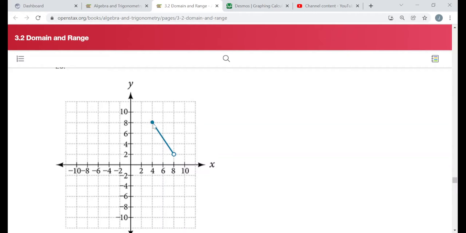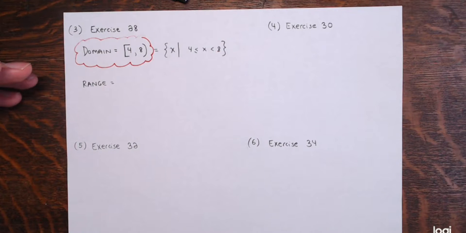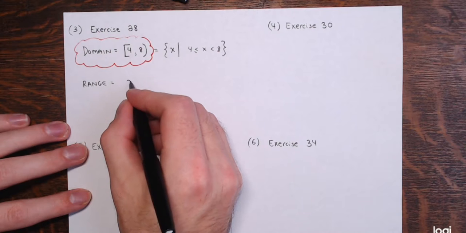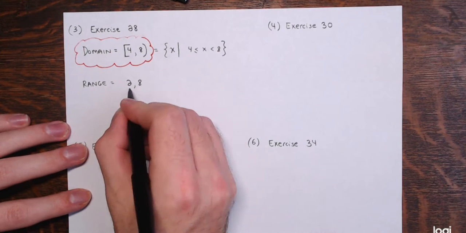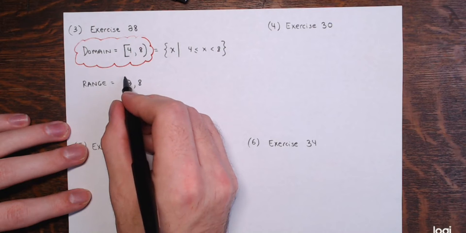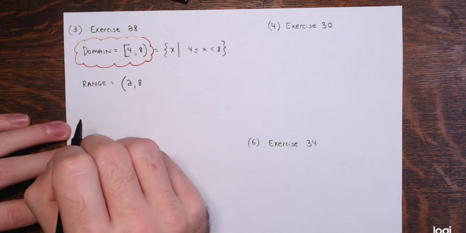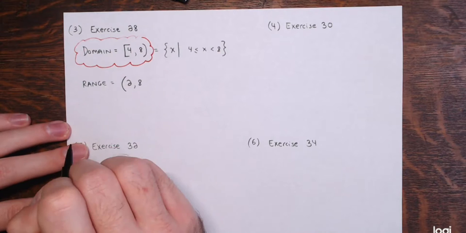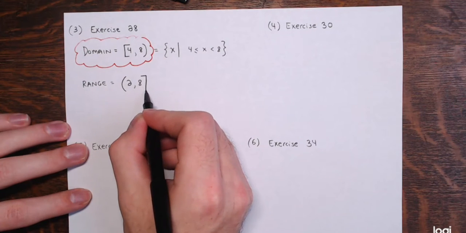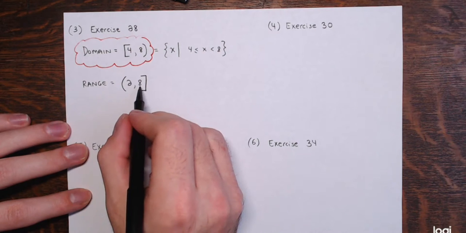And 8 does have a solid point, right? 8 is a y coordinate for this left endpoint of this segment. So for the range, it's from 2 to 8, not including 2, but including 8. Right, going low to high like that. So the range is every y value from 2 to 8. Right, so 2 comma 8, not including 2, right? 2 was not a y coordinate for any of those points. So parentheses on 2. But including 8, right? So bracket on 8. Because 8 was a y coordinate for that top point.